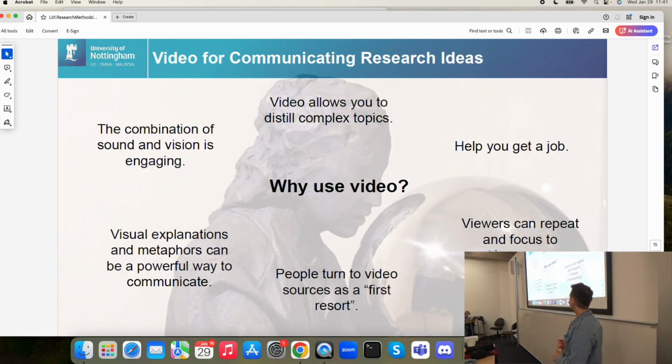Why would we want to use video? Video is really the most popular format today. It's pretty obvious now, isn't it? Because we're always watching lots of videos now, right? They're usually on TikTok. You could post your video on TikTok. So the combination of sound and vision is engaging.